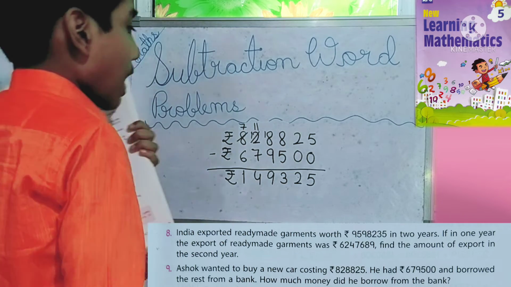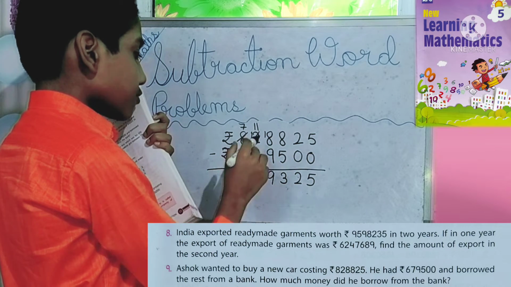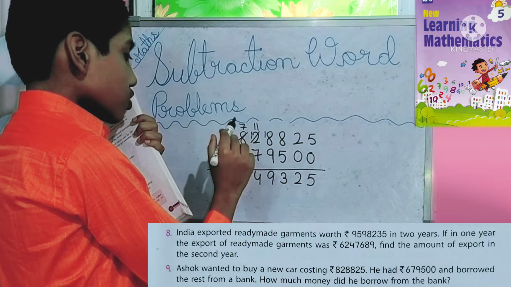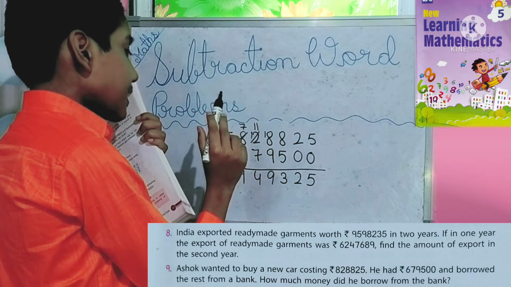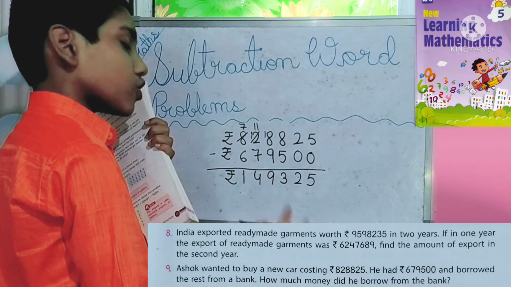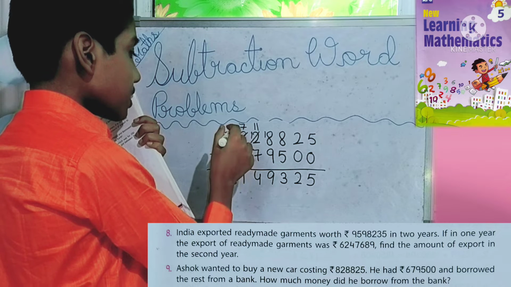This will be your answer. 5 minus 0, 5. 2 minus 0, 2. 8 minus 5, 3. 8 is smaller, 2 is also smaller. We can take from 2 also, but then it will become 1, so it will become shorter. So let's take from a bigger number. So 8 is the bigger number.